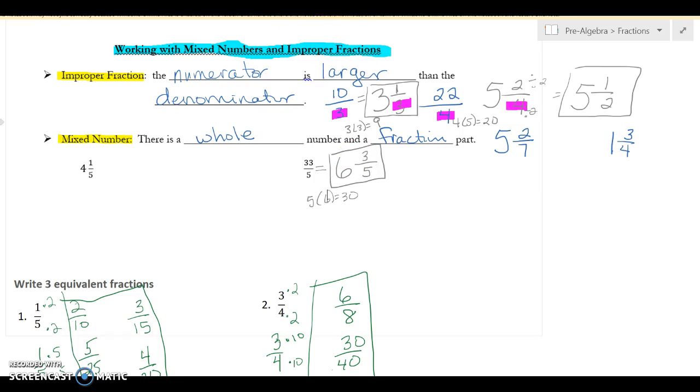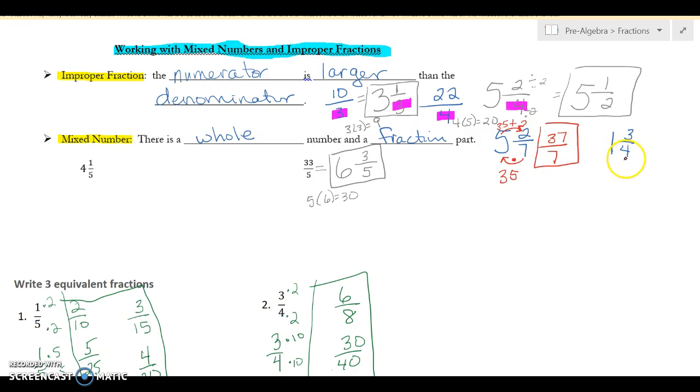All right, let's change colors to do the next one. Okay, and so now I got to go backwards. To go backwards, I'm going to multiply first, and 5 times 7 is 35. And then I'm going to add. So it'll be 35 plus 2. And 35 plus 2 is 37. So it's 37 over 7. Same idea. Denominator stays the same.